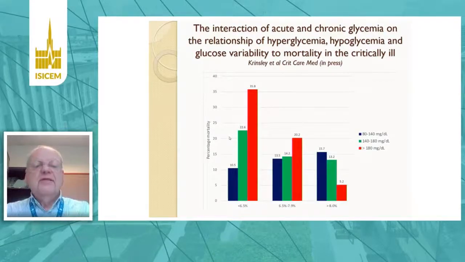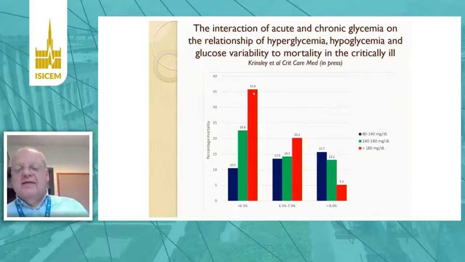Now, when we look at the relation with the mortality, this is really impressive. So look at this. The first three columns are the patients with an A1C below 6.5. The middle ones are those with an A1C between 6.5 and 7.9. And the right bars are those with A1C higher than 8%. The blue bars are the patients with an admission blood glucose of 80 to 140, the green bar 140 to 180, and the red bar, the patients with an admission blood glucose of higher than 180.